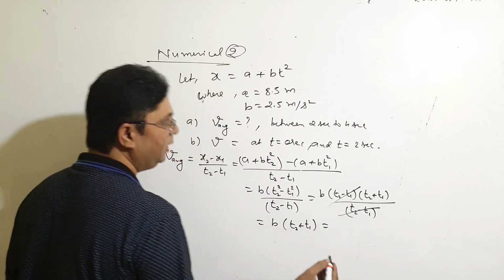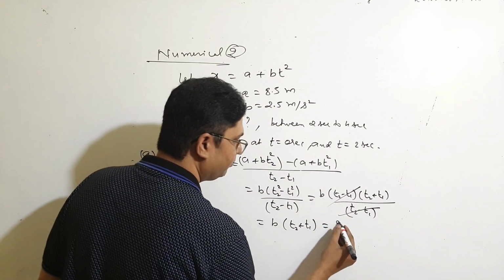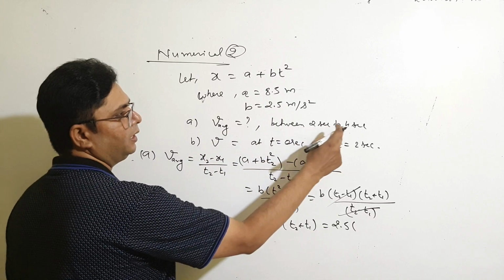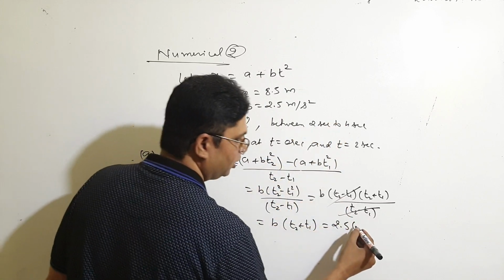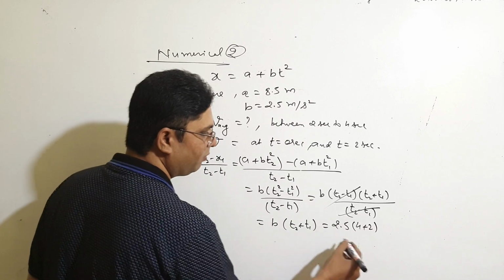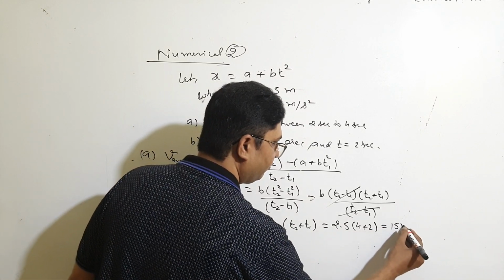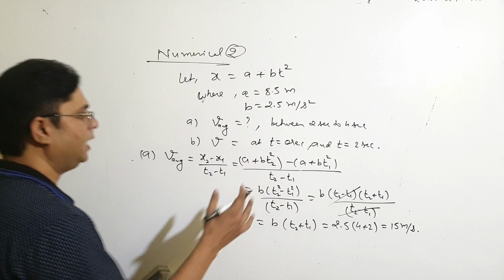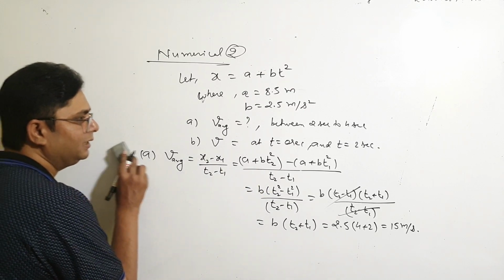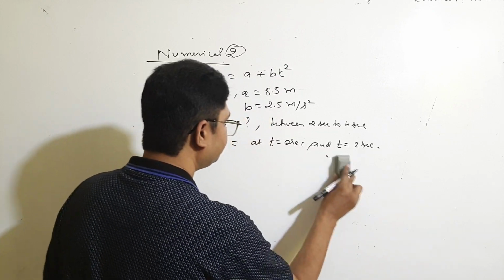Put the value. What is b? b is 2.5 here. And what is t2? t2 is 4 and t1 is 2. So it is 4 plus 2, which is 6, and 6 into 2.5 is 15. So this is 15 meter per second. Thus you understand how to find average velocity. Now let's find instantaneous velocity.